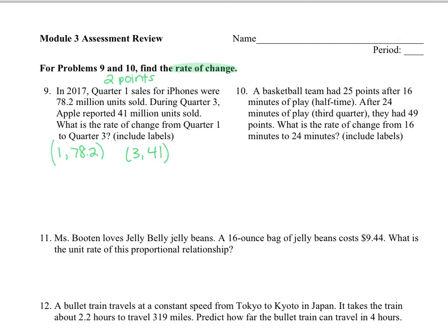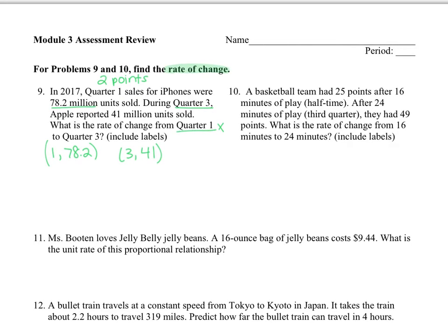So what we're doing is we're treating the quarters, the time, as the X value and the number of units sold as the Y value, because the amount of iPhones sold depends on what time of the year it was. So another way we can do this is using a table. So we can put in a table quarter versus units sold. This will make a little more sense, I think.